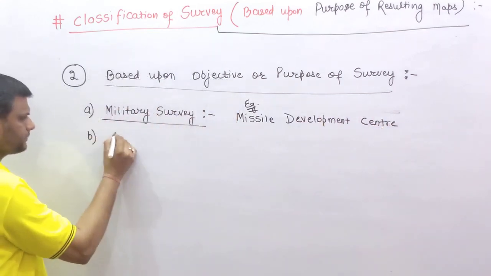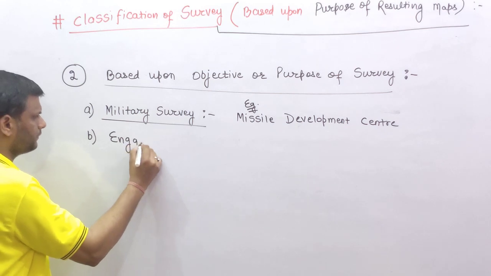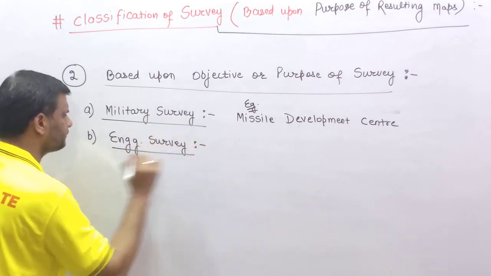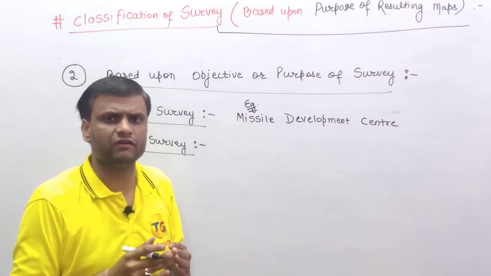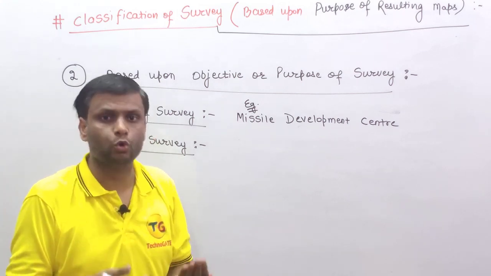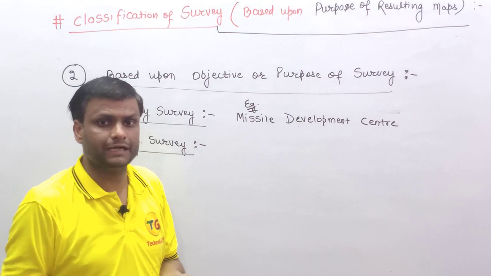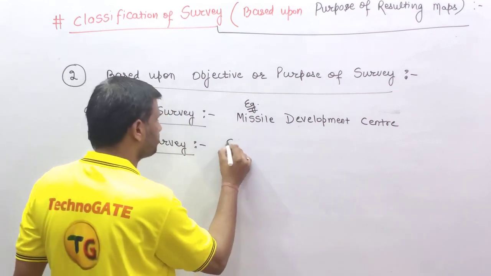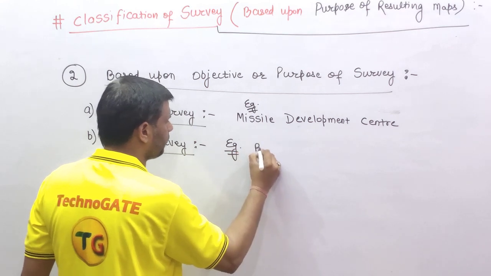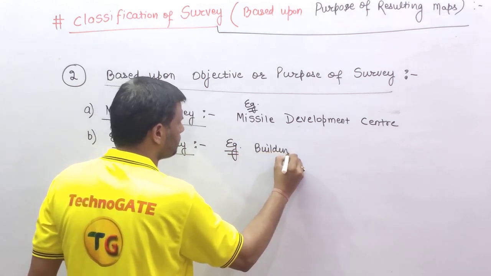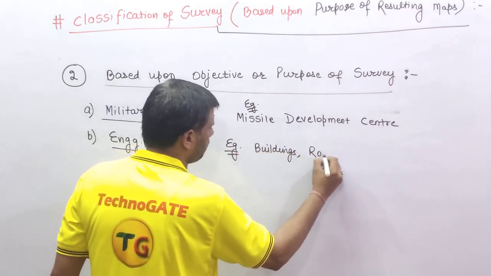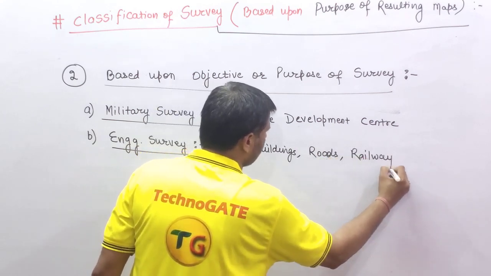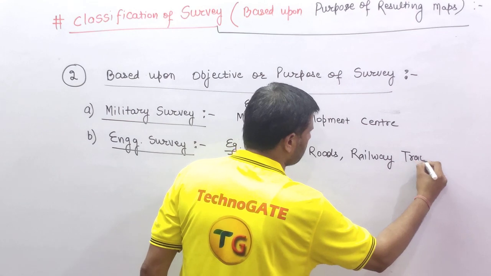Second one is called engineering survey. Likewise, if we want to carry out the survey for buildings, for roads, for railway tracks, that particular survey comes into the category of engineering survey. Example: for buildings, for roads, for railway tracks, etc.